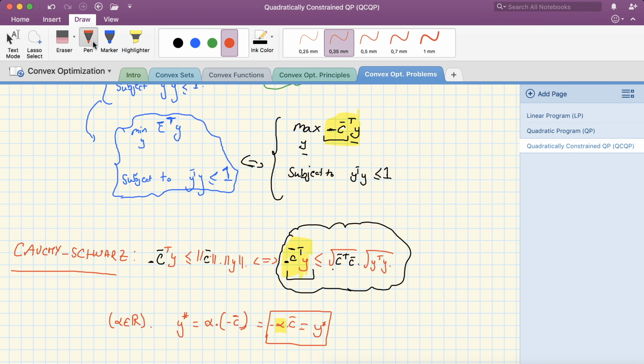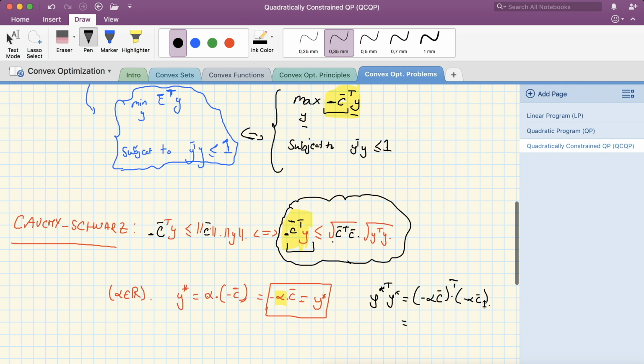You're halfway there. So what is alpha? It's defined by your constraint, right? If I go ahead and replace it in the constraint, I'm going to get this. So if y star transpose y star is equal to minus alpha c bar transpose times minus alpha c bar, this is equal to, since alpha and alpha are scalars, you can extract them outside, and a minus times a minus is a plus, so you get alpha squared times c bar transpose times c bar.